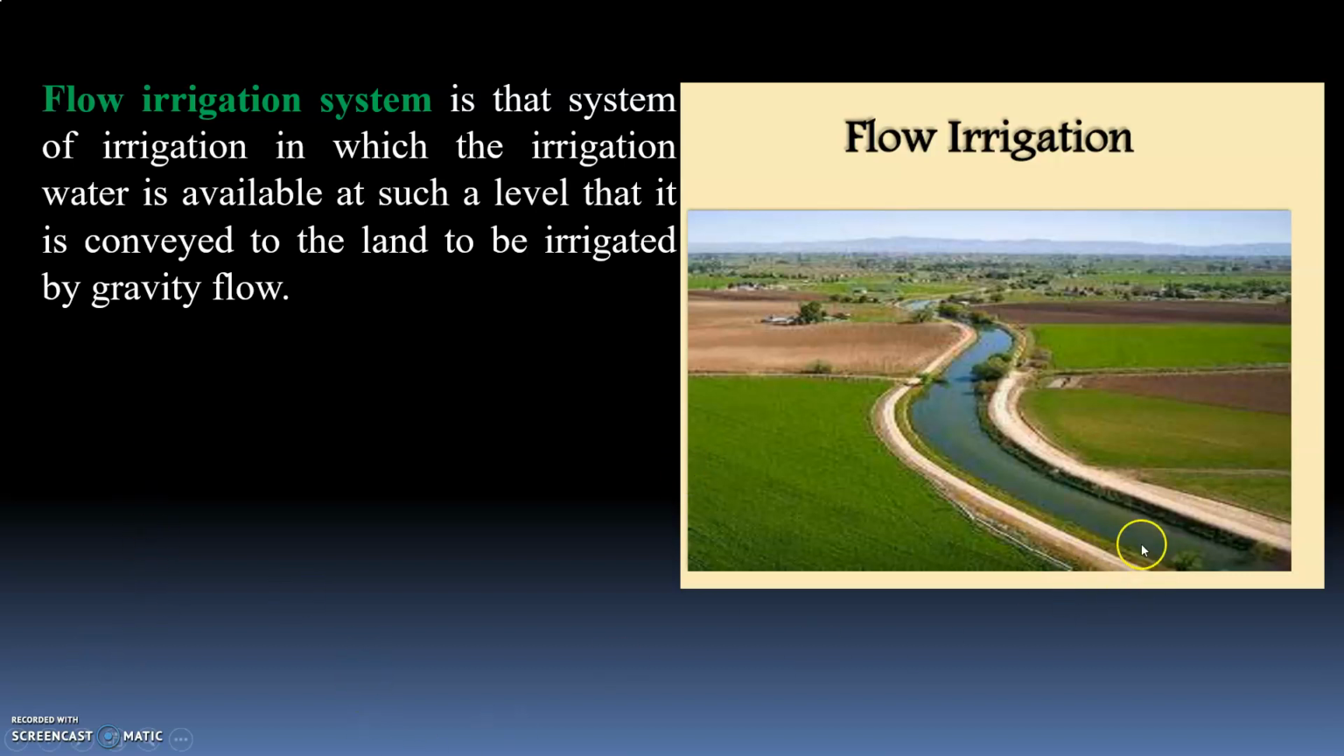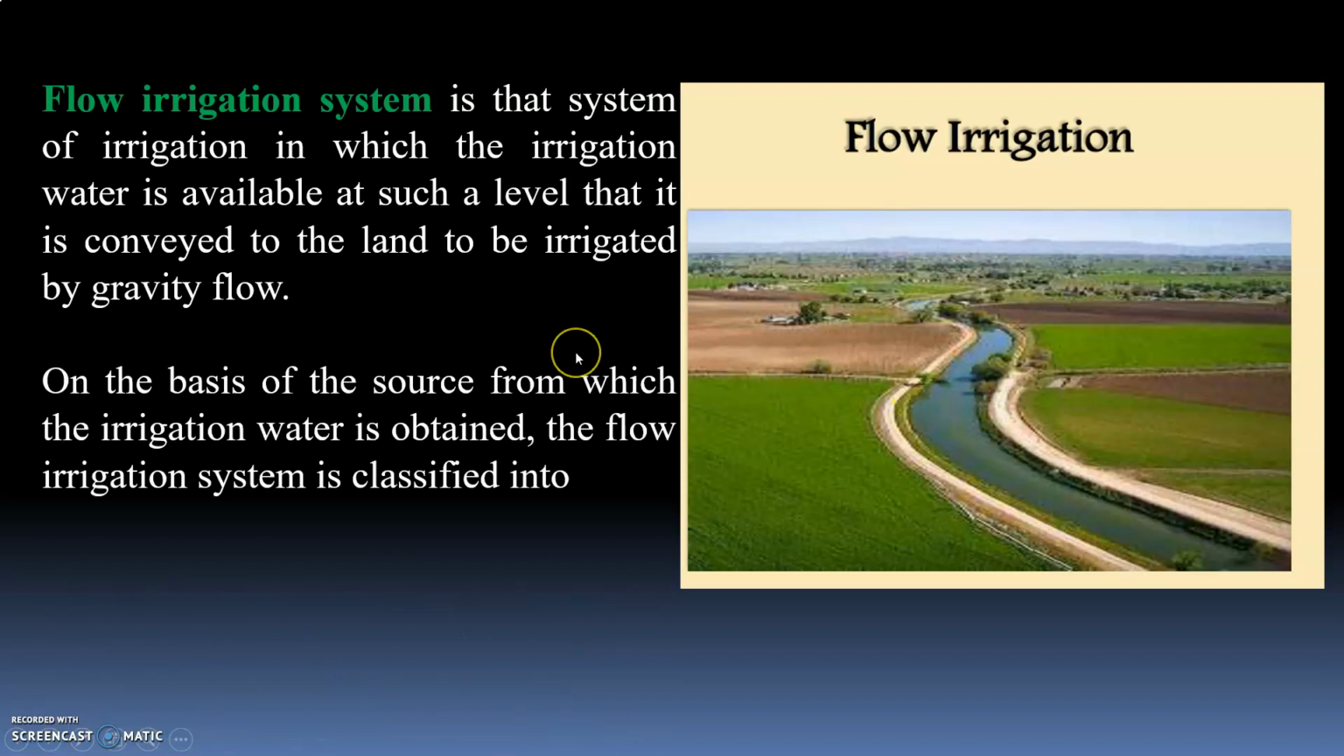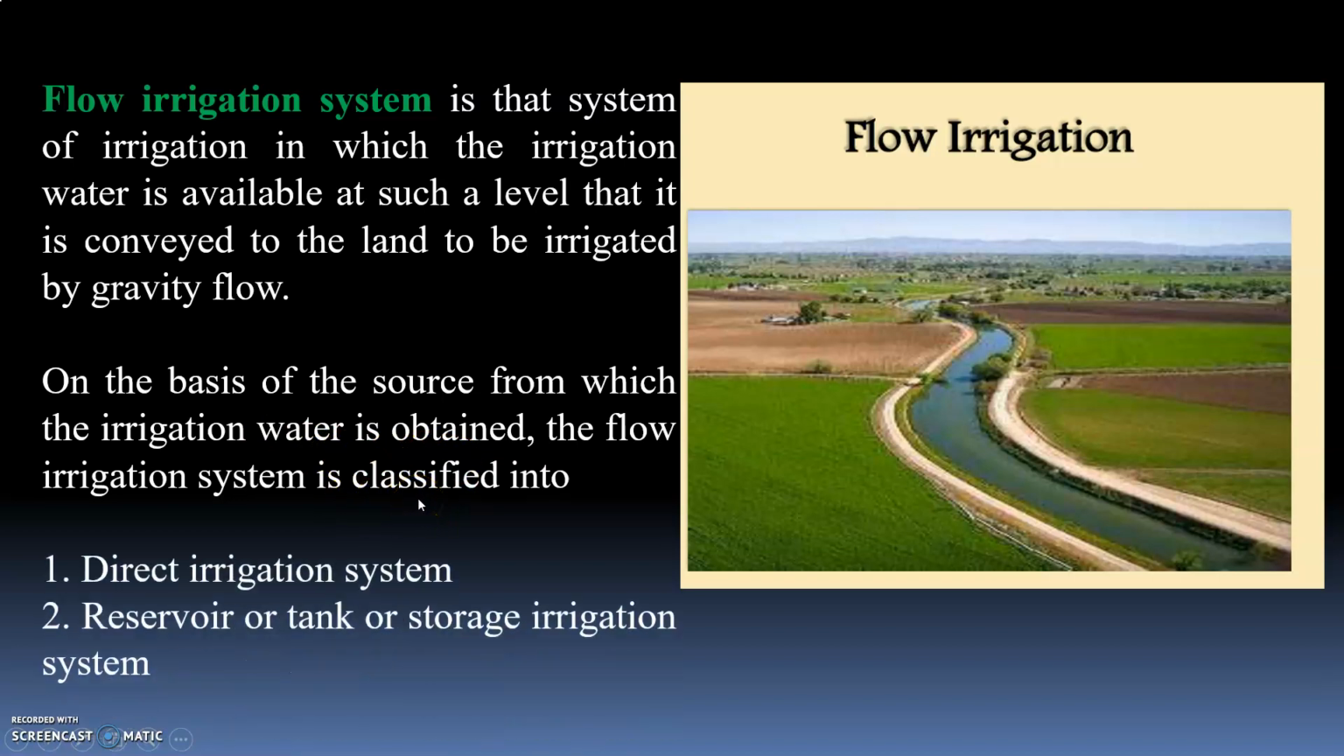You can see here, this is the flow irrigation. You can see the system in which the irrigation water is available here at the level, so it can be conveyed to the land by gravity flow. On the basis of the source from which the irrigation water is obtained, the flow irrigation system is again classified into two categories. The first one is direct irrigation system and second one is reservoir or tank or storage irrigation system.